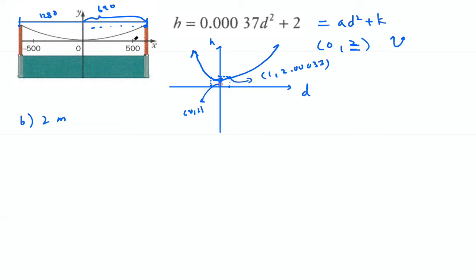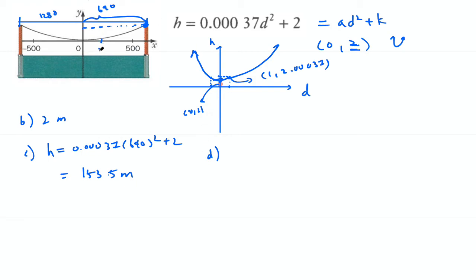And if this is 500, right, and this is 640, if I plug in 640 into my distance here, right, I'll get the y value of how high the cable is. But the cable is the same height as the tower at this exact point. Okay, so then for C, all I have to do, right, is plug in for the distance 640. Okay, and if you calculate this, you get 153.5 meters high.